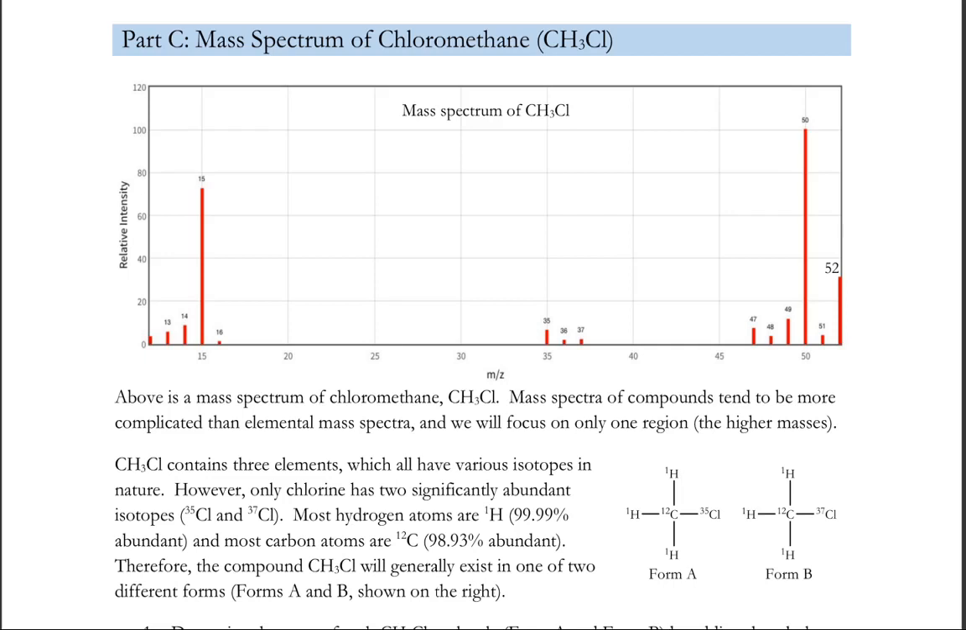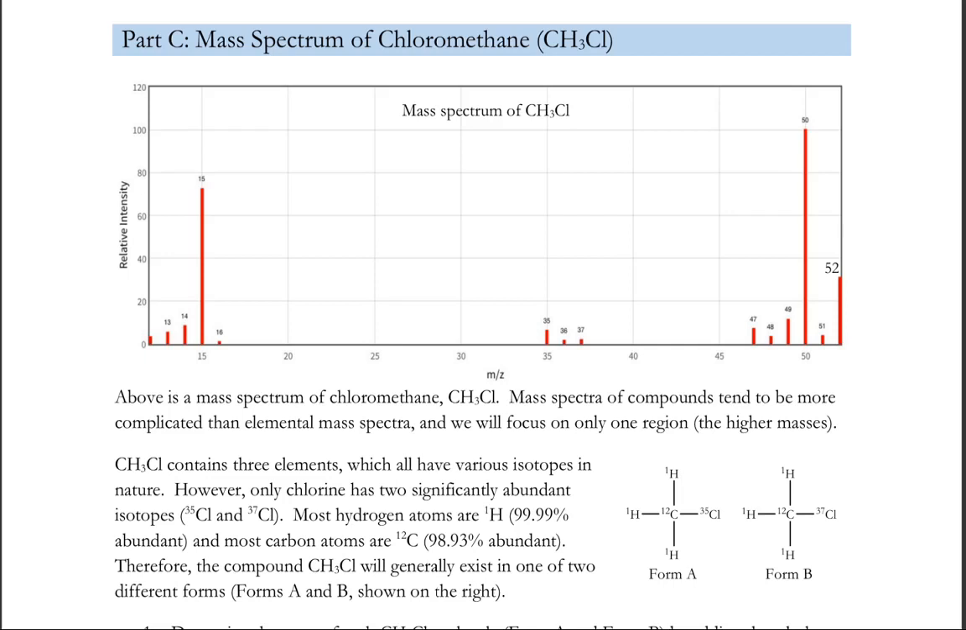Form A of it is the CH3Cl, where the chlorine has the mass of 35 U's. And the form B is CH3Cl, but our isotope is now chlorine 37. So its mass is going to be a little greater.